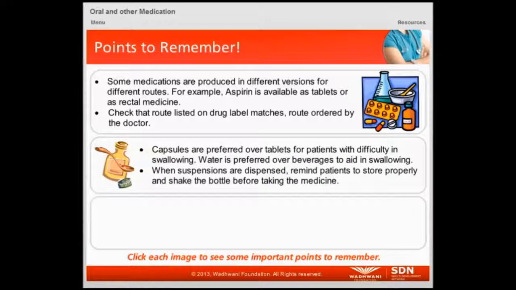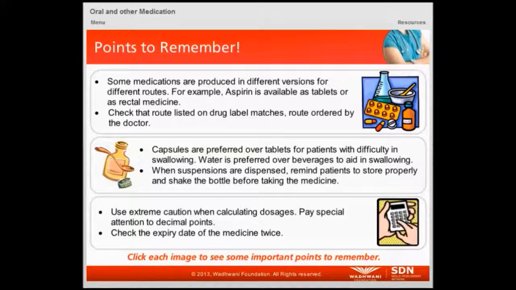Capsules are preferred over tablets for patients with difficulty in swallowing. Water is preferred over beverages to aid in swallowing. When suspensions are dispensed, remind patients to store them properly and shake the bottle before taking the medicine. Use extreme caution when calculating dosages. Pay special attention to decimal points. Check the expiry date of the medicine twice.